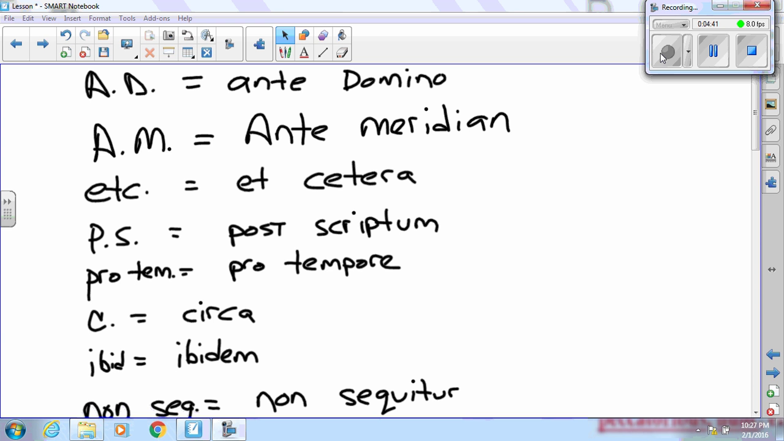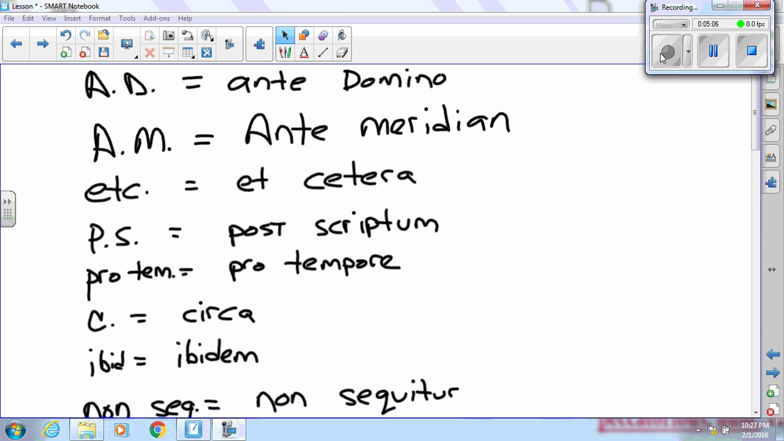AD is Anno Domini. That is basically after the year of the Lord, so after the death of Christ. AM is ante meridiem. That is before midday, so in the morning. etc. is et cetera, and others. So when I use etc., I'm saying, and there are other examples.